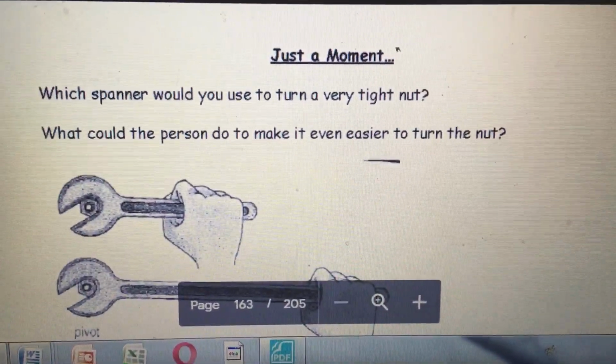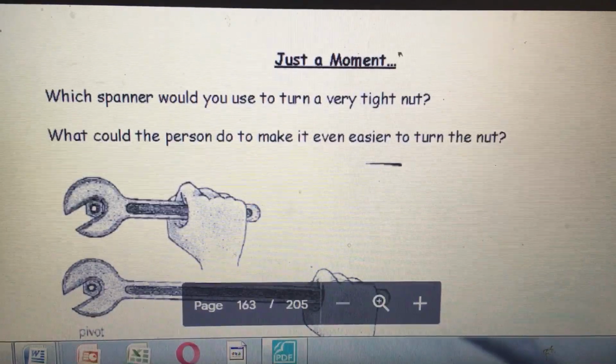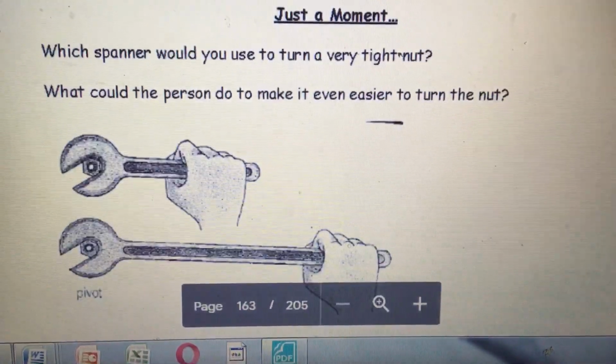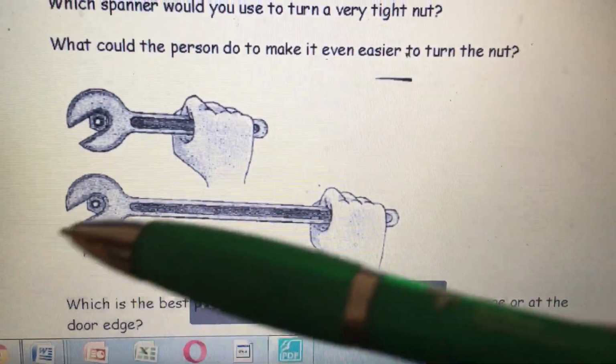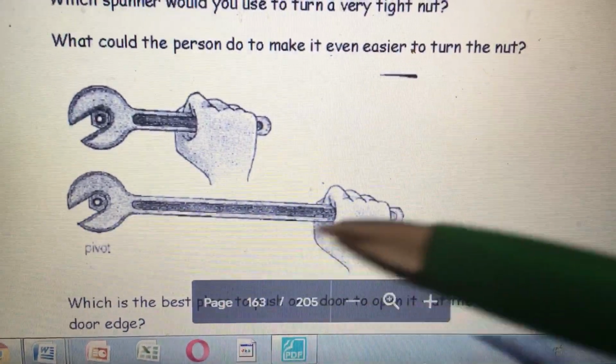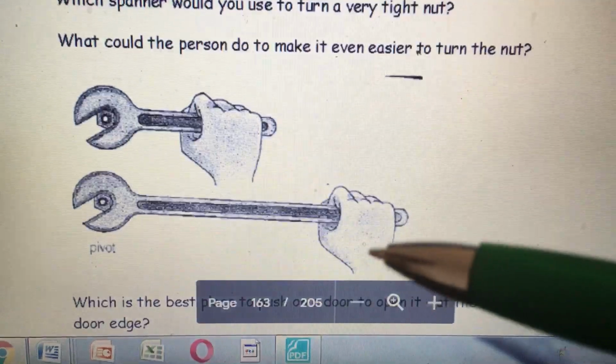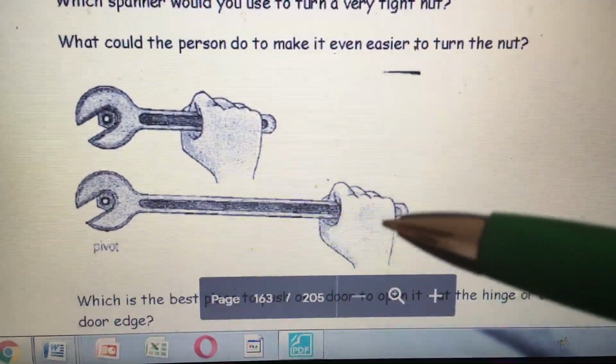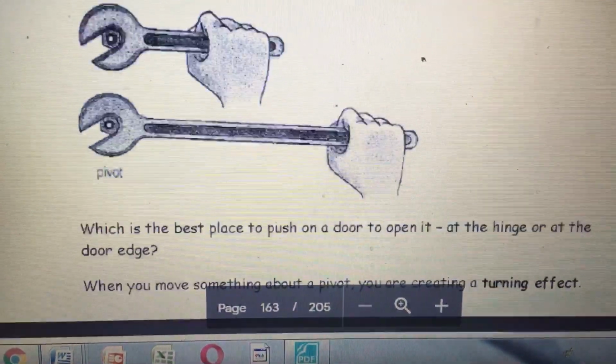So just a moment, which spanner would you use to turn a very tight nut, and what could the person do to make it even easier to turn the nut? Well, the person would use this spanner because it's the longest, so it maximises the distance between the force and the pivot, which will make the moment greater. And to make it even easier, the person could move their hand to the very end of the spanner.